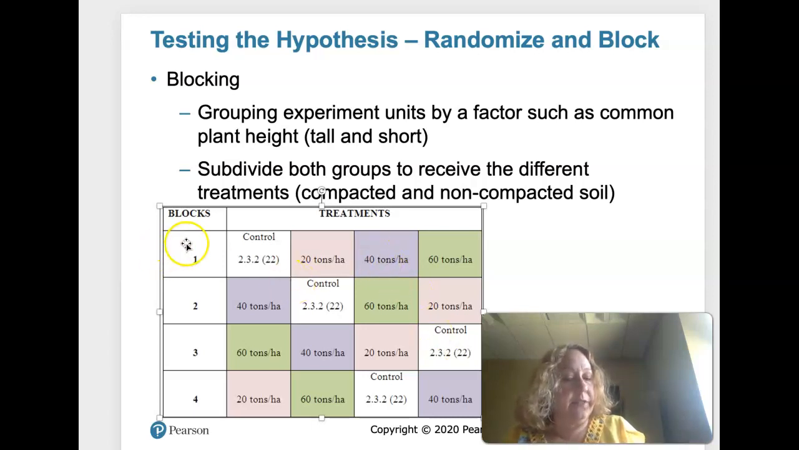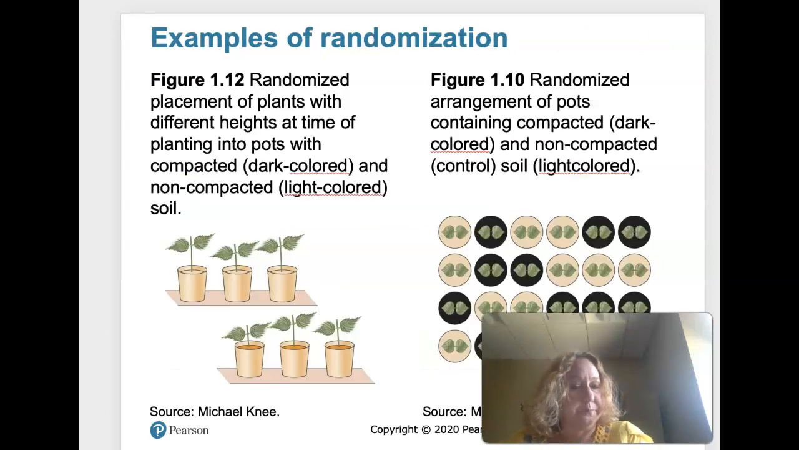I have done this on 4 different benches, or in some cases 4 different fields, or 4 different places in a field. And I have subdivided that so that each block gets all the treatments and they're randomly placed within that block. That's called a randomized complete block. And in plant science research, you will almost always see that because it takes some of the variability out of it in terms of where the soil might be different or where there's a low spot.